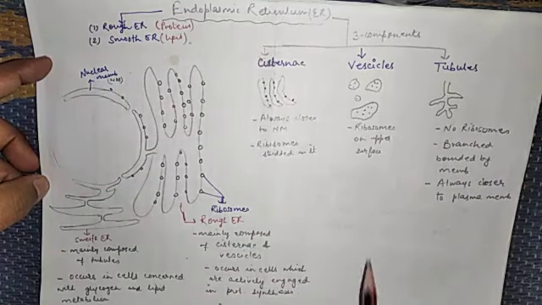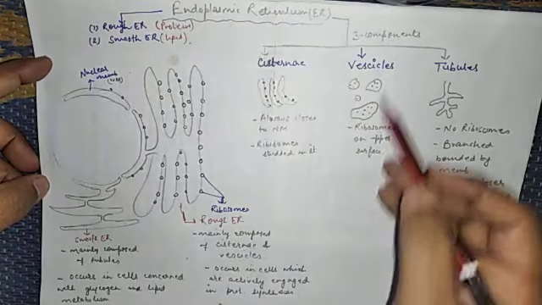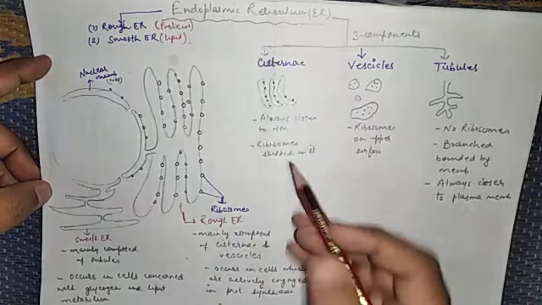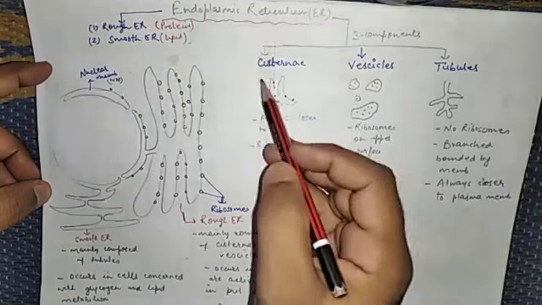They don't form a complex like the Golgi body components. The Golgi components form a complex system, but the components of the ER don't form a complex system in the cytoplasm. They are simply scattered.